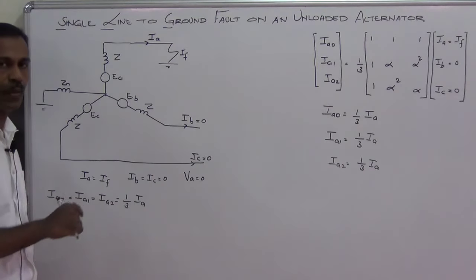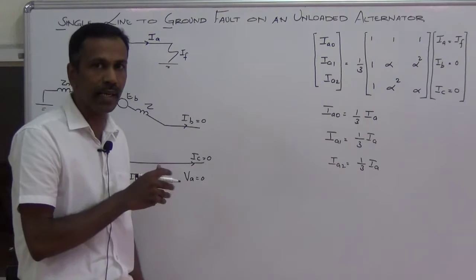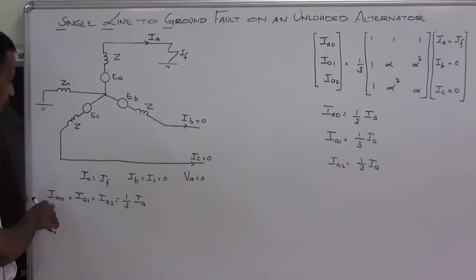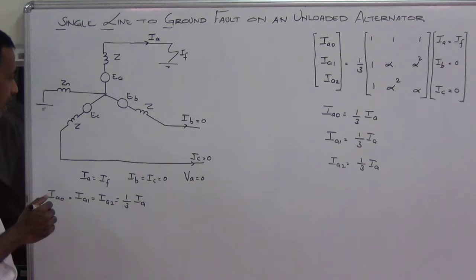So here the three sequence currents are equal. So the three sequence networks should be connected in series. Positive sequence, negative sequence and the zero sequence currents are equal. So the networks are in parallel.